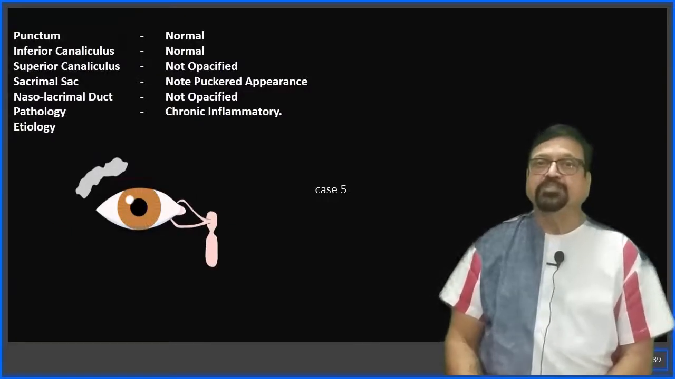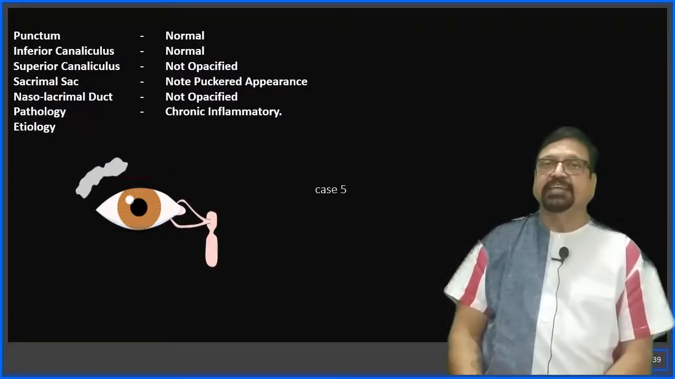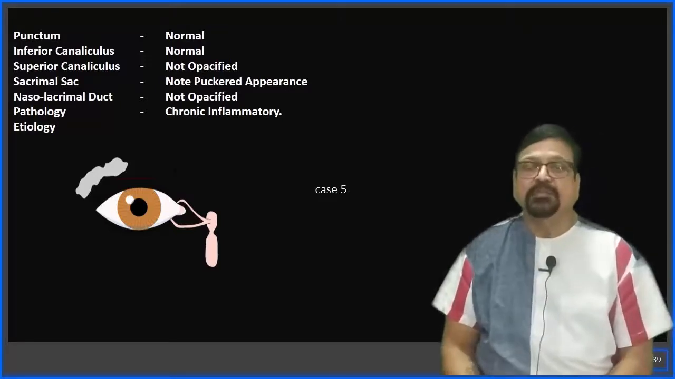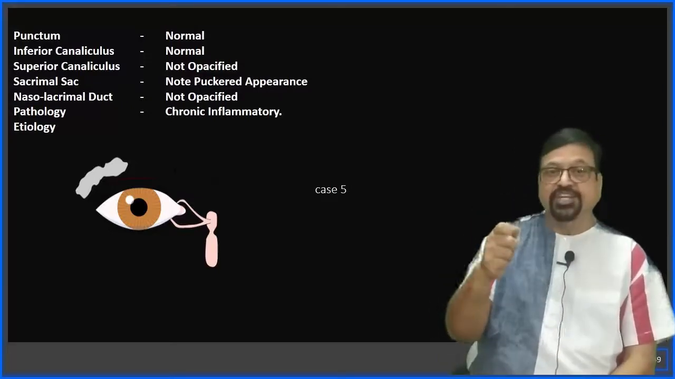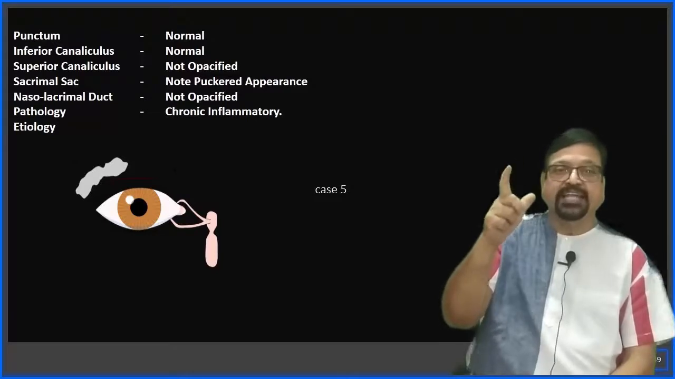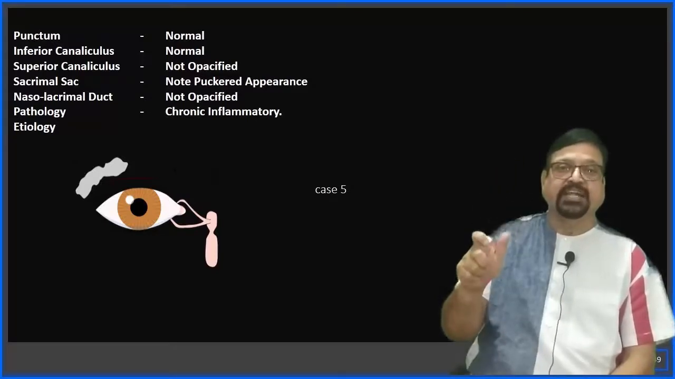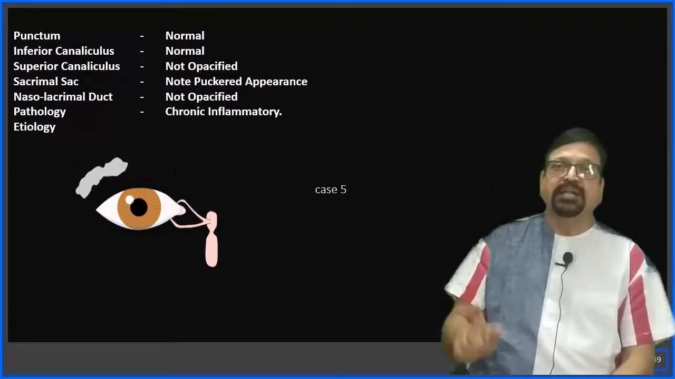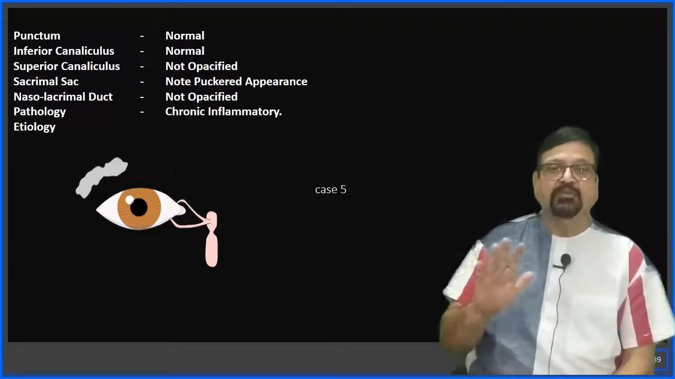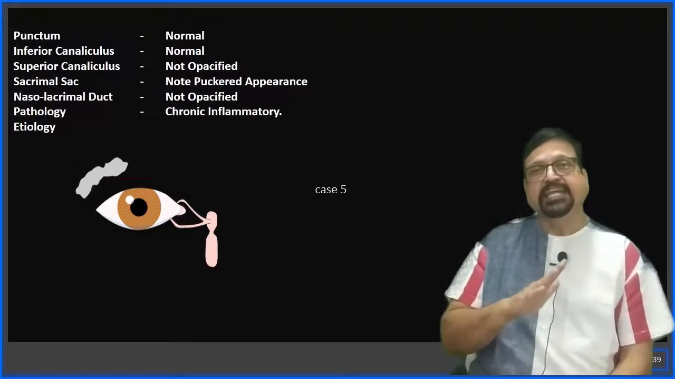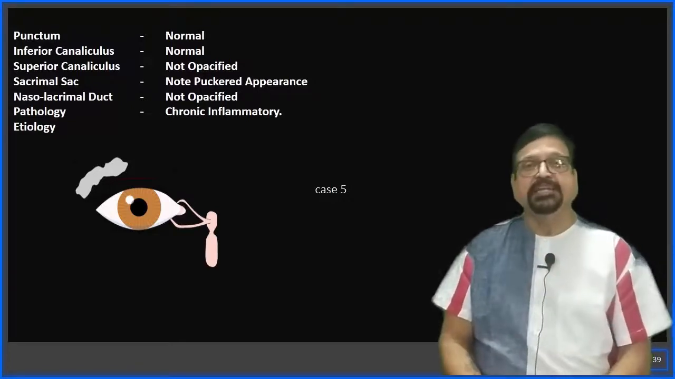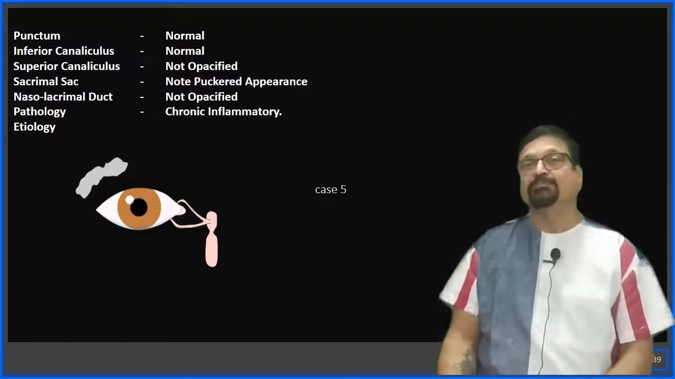Now here punctum is normal, inferior canaliculus is normal, superior canaliculus is not opacified, lacrimal sac has a puckered appearance. Puckered is where there are strictures. So some portion is dilated and certain portion is irregular and scarred. So this is a puckered appearance which indicates a subtotal stricture, and the nasolacrimal duct has not appeared, indicating a chronic inflammatory etiology from the nasal side most probably.